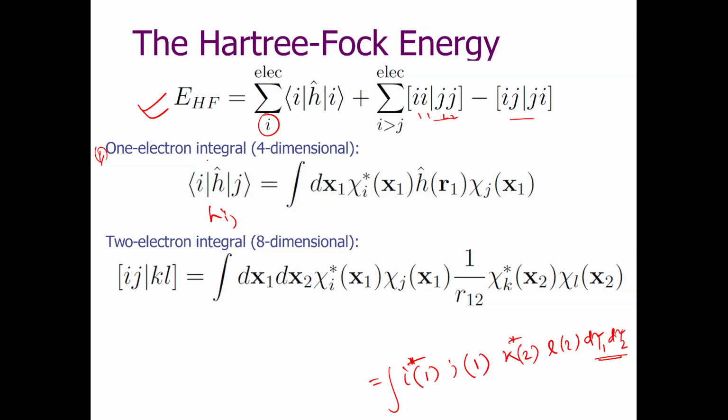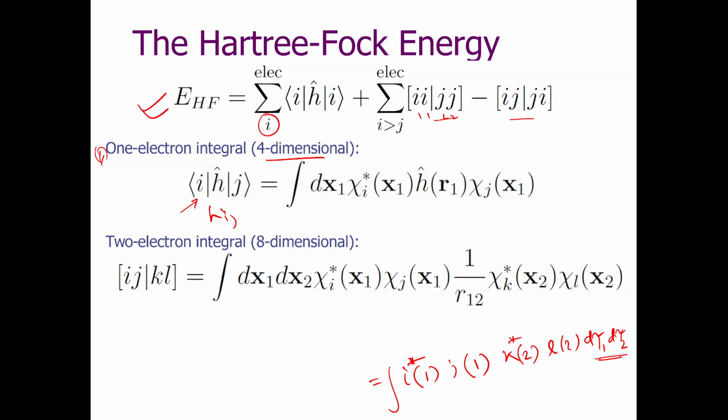Now you see the one electron integrals, they say this is a four-dimensional thing. Why is it four-dimensional? The four-dimensionality comes from what is needed to represent this integral. This i depends on the space part, that is the x, y, z part, and the spin part, right?